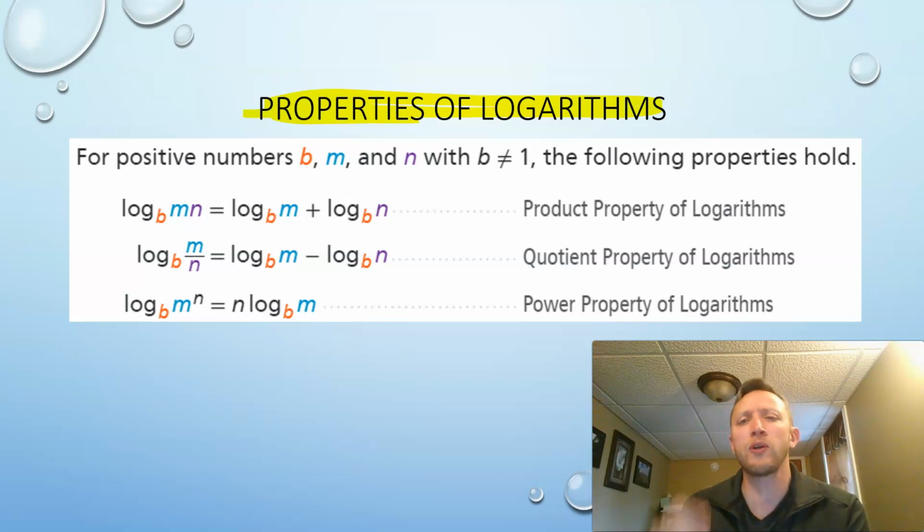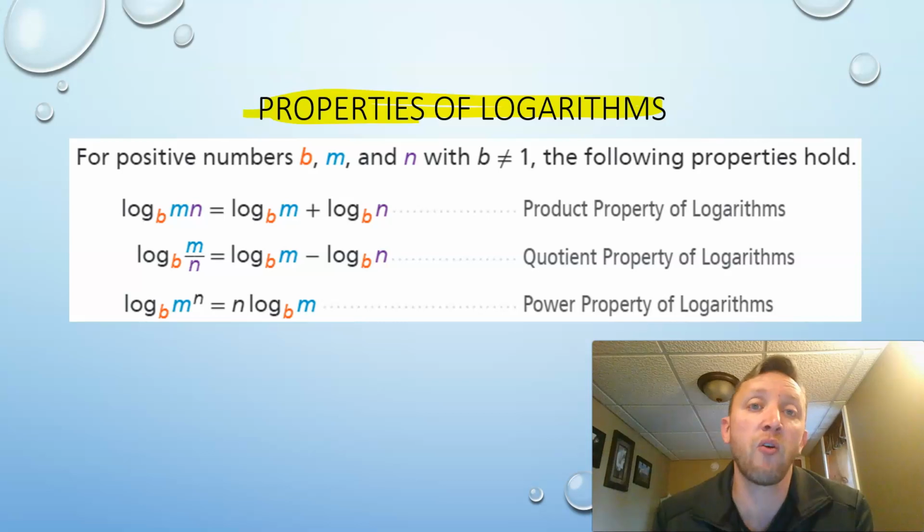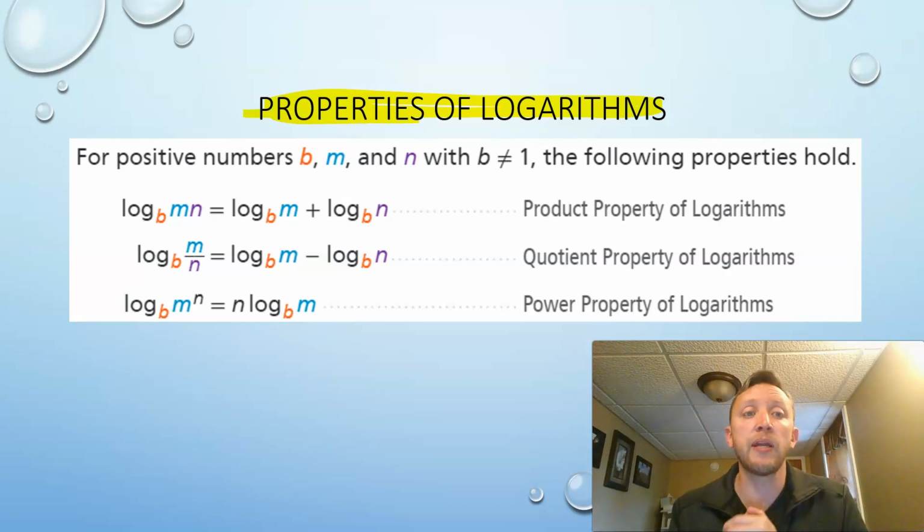Now, we're not going to ask, what's the product property of logarithms? You're just going to have to know how to use this. And when I say we're going to do this forward and backwards, meaning going from the left to the right, or from the right to the left, what do I mean by that?